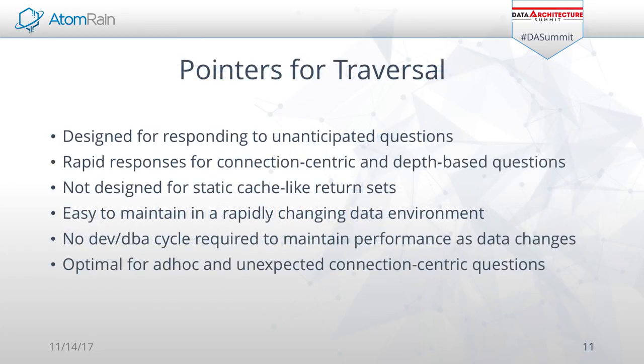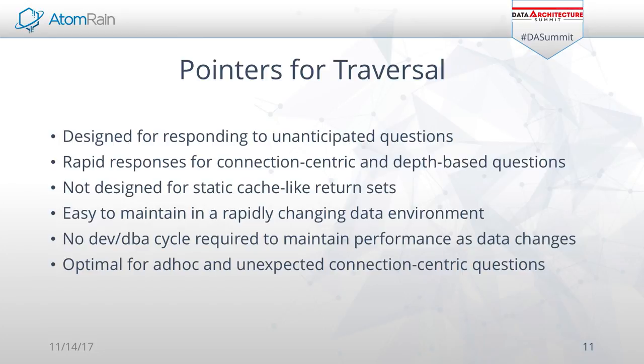Pointers for traversal. Graph databases have started to become much more relevant. And I've seen that when it comes to dealing with highly connected data, you need to be able to move through that network in constant time. You can't have performance degradation as you join and as you go down through the network. And so whenever you're looking at database technologies, especially in the graph space, you want to look for ones that use pointers to do traversal.